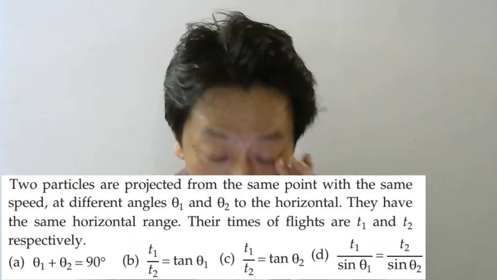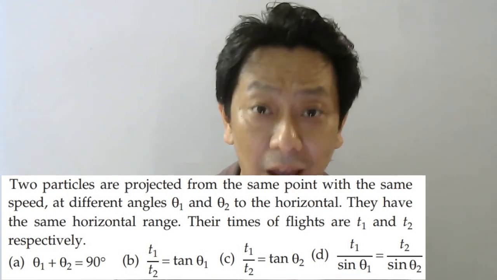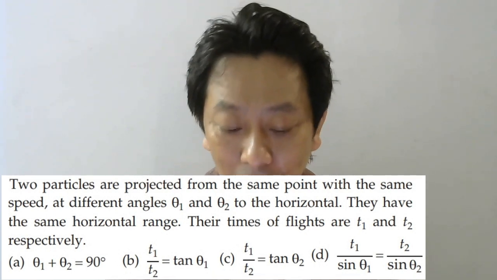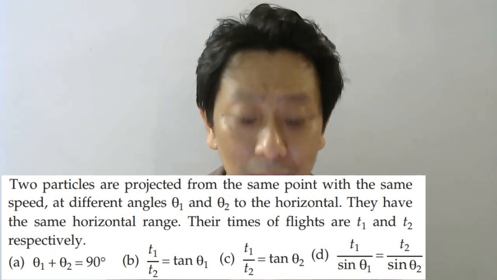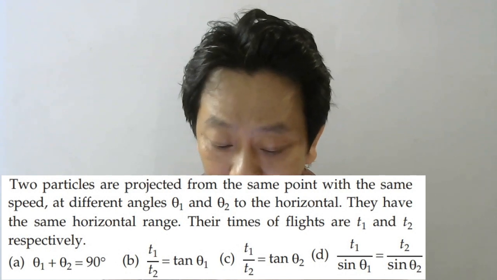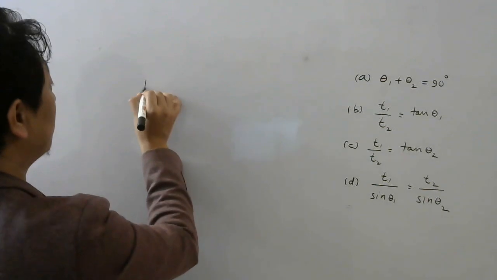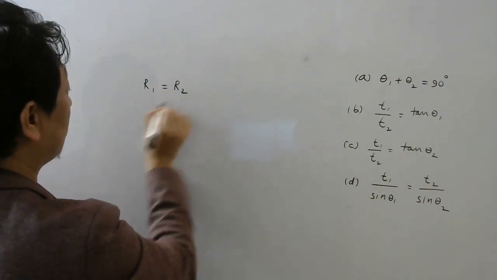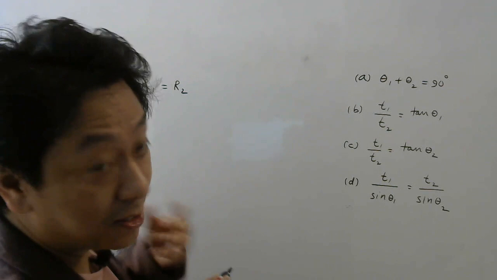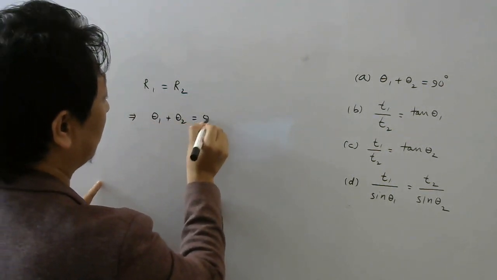Right? Let's see the next question. It says two particles are projected from the same point with the same speed at different angles theta 1 and theta 2 to the horizontal. They have the same horizontal range. So they are saying the range is same. Their time of flights are t1 and t2 respectively. So here the range is given to be same, right? And we know that if range is same for the same initial speed, then you know that the angles must add and give you 90 degree. So it's very clear, first option is correct.